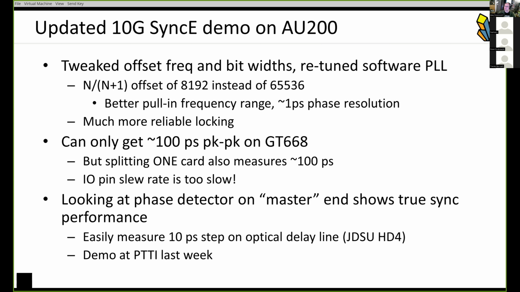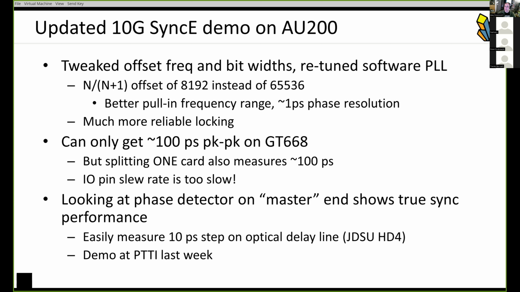So there's definitely a trade-off there. I haven't really fully explored that space yet to figure out what the most optimal value is, but this change, I think, improves things at least somewhat. But one thing I've discovered is that with the GT668 time measurement cards, I can really only get maybe 100 picoseconds peak to peak. I've not really been able to do a lot better than that.